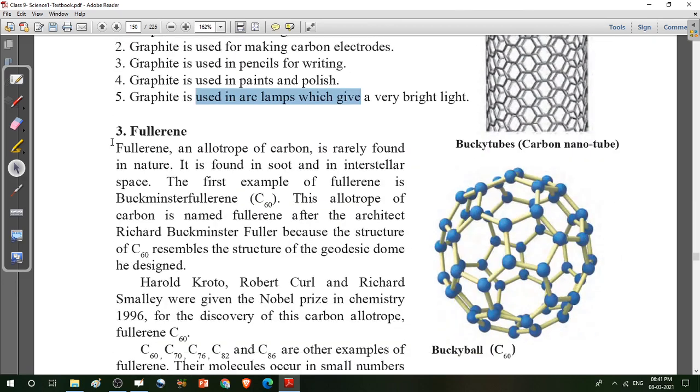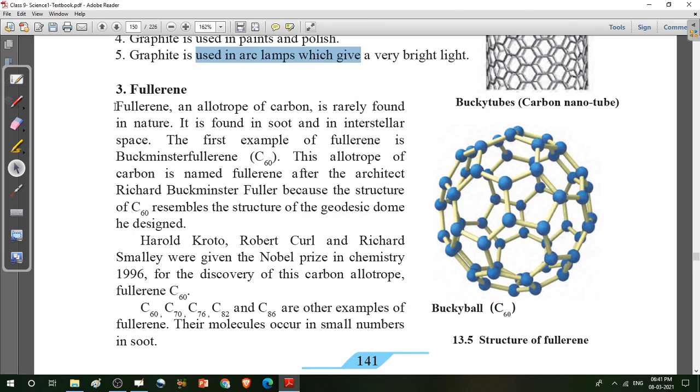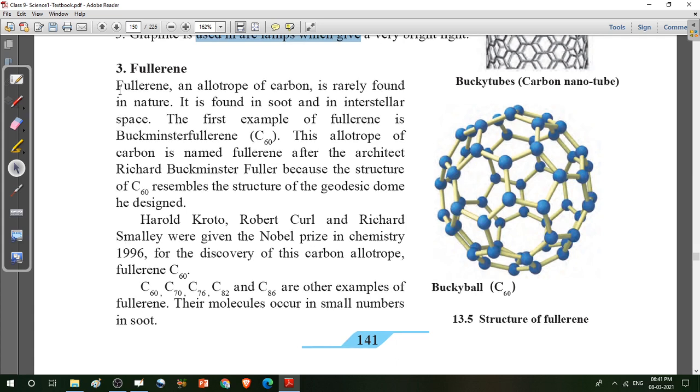Okay. Then the next crystalline form of carbon is fullerenes. What about fullerenes? Fullerenes, an allotrope of carbon, are rarely found in nature. Yes, it is rarely found. It is found in soot and in interstellar space. The first example of fullerenes is Buckminsterfullerene.